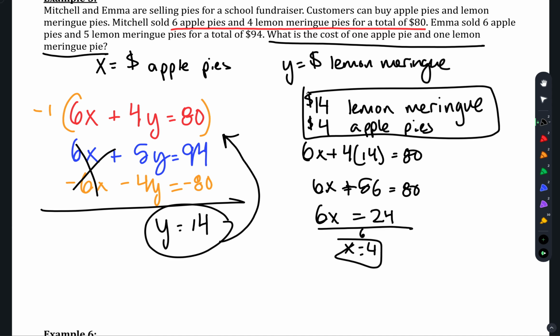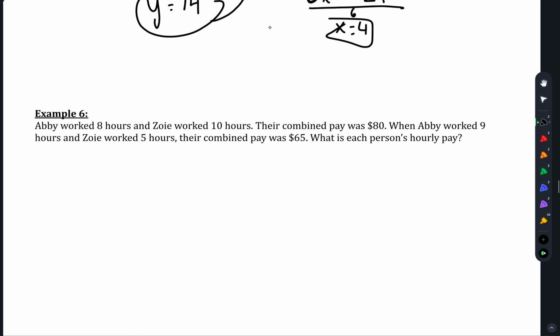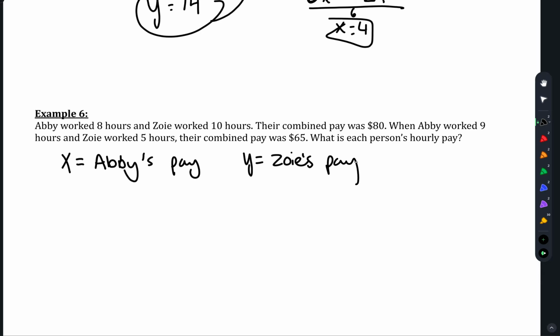Questions? Can we just set up the other one? I won't make you solve it all, but can we set it up? I want the equations, please. Abby works 8 hours, Zoe works 10. Their combined pay was $80. When Abby works 9 and Zoe works 5, their combined pay was $65. What is each person's hourly pay? Give me variables. Give me equations.